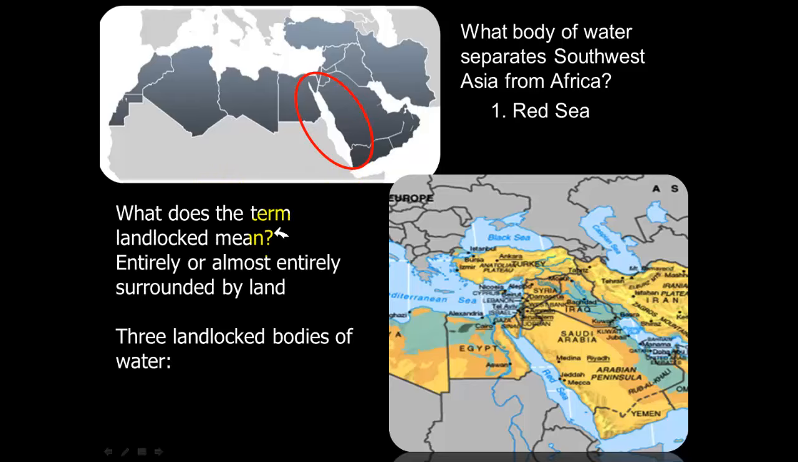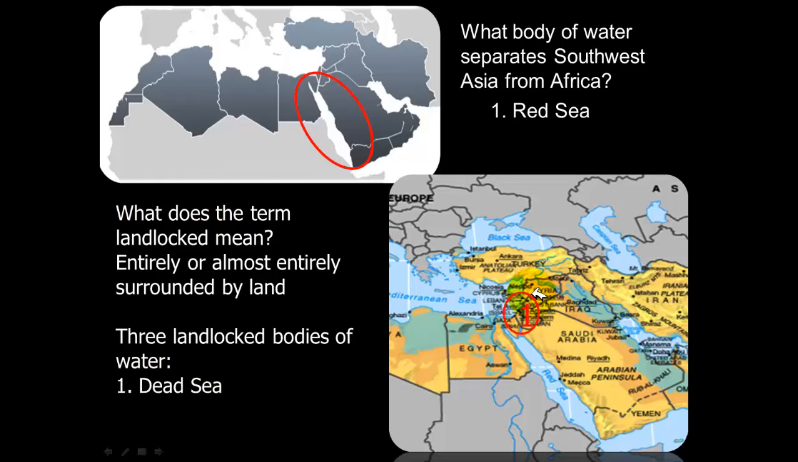And before we start moving forward to the next illustration, let's talk about the concept of landlocked. And what actually does it mean to be landlocked? When I say a country is landlocked, that means that it is entirely or almost surrounded by land. There are three major landlocked bodies of water that we're discussing. And normally when we talk about landlocked bodies of water, we mean things like seas or large lakes. So there are three main ones that I would like to focus our attention on.